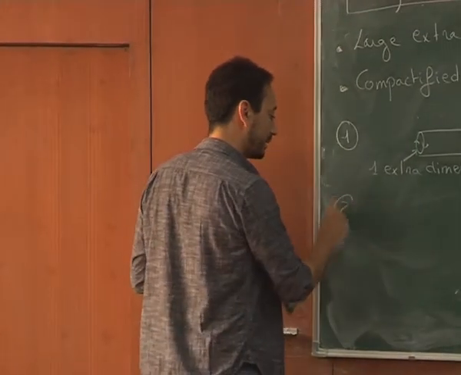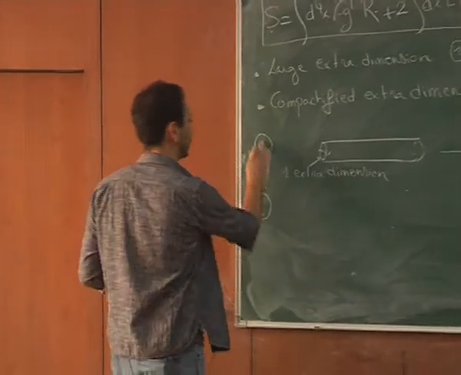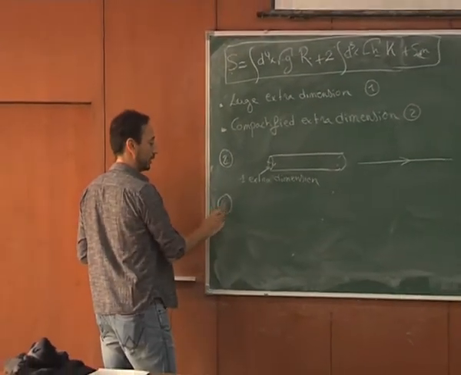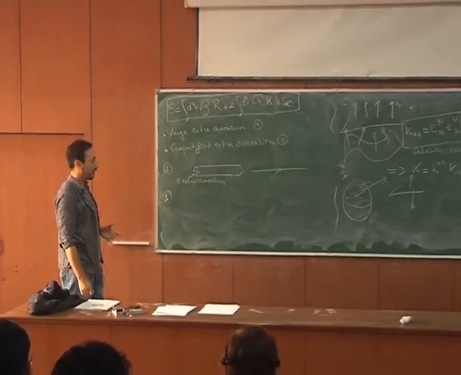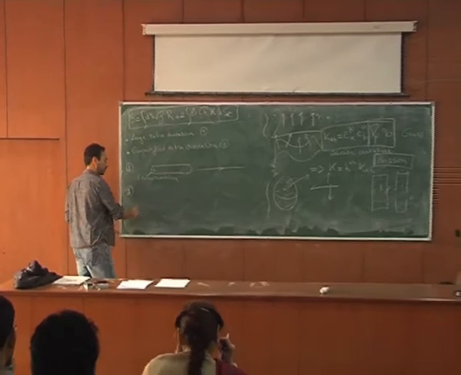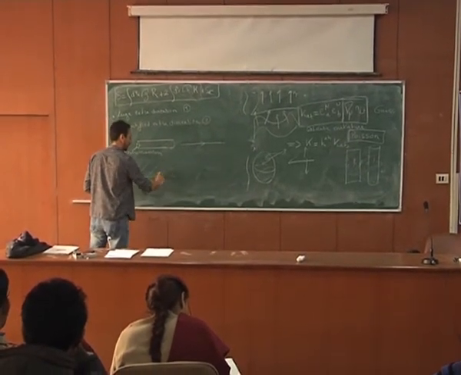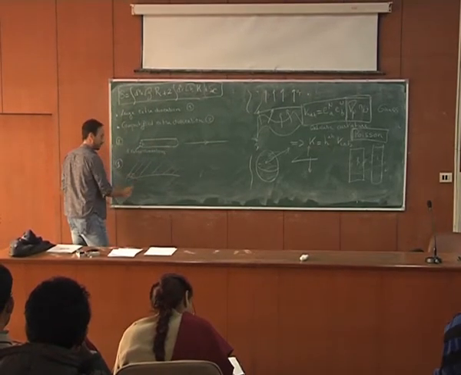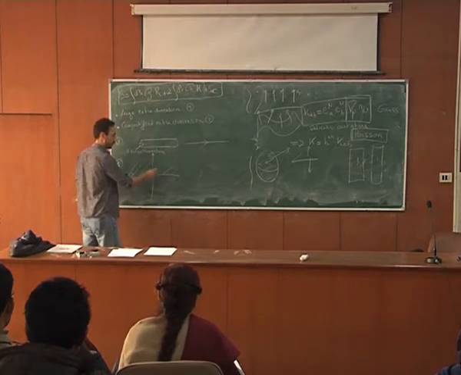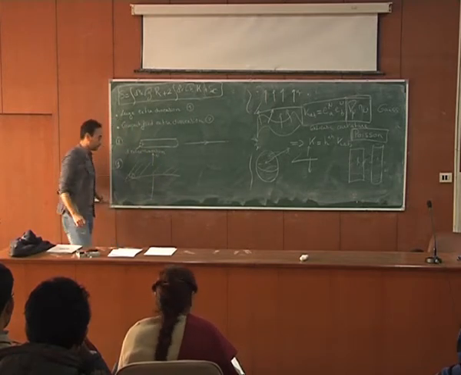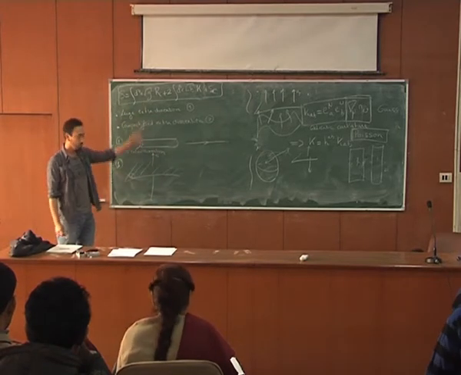The second possibility, now this is the second, the compactified one. The first one is called large extra dimension. So now the extra dimension is large. This is my space, 4-dimensional space, but I have an extra dimension which exists. I will call it W, for example. So this extra dimension exists, and it is a large extra dimension. It's not at all compactified.